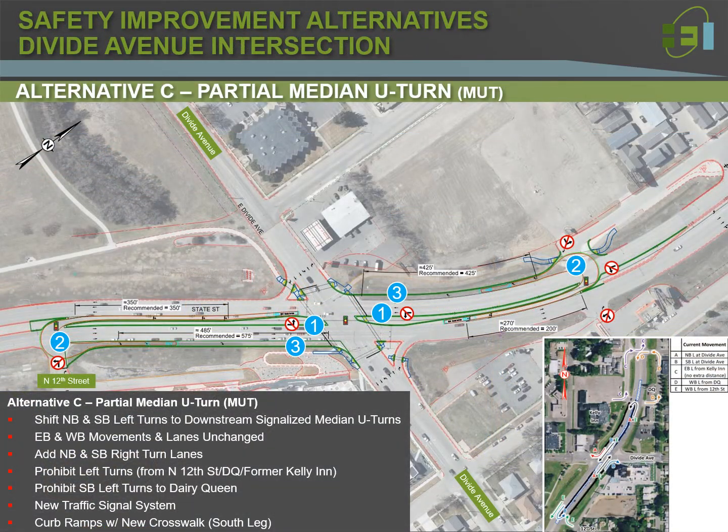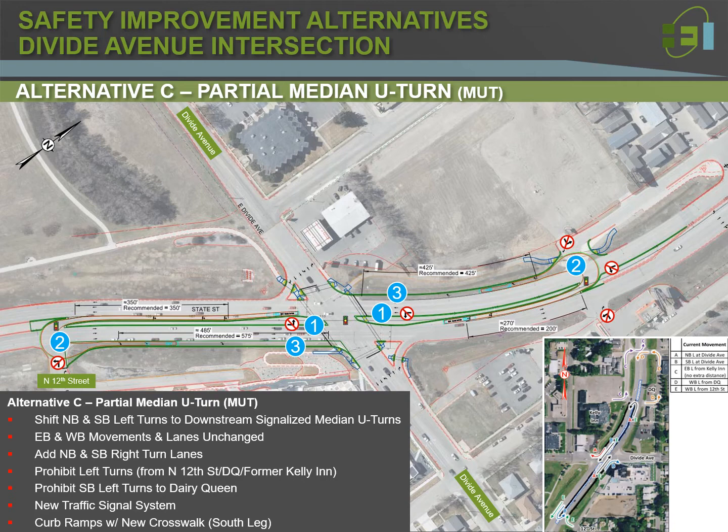Now that we've discussed how partial median U-turns operate and visualize how traffic patterns are rerouted through a main intersection, we will begin our discussion of the alternative C partial median U-turn layouts throughout the corridor, beginning at the Divide Avenue intersection. Implementation of a partial median U-turn would include the following modifications.